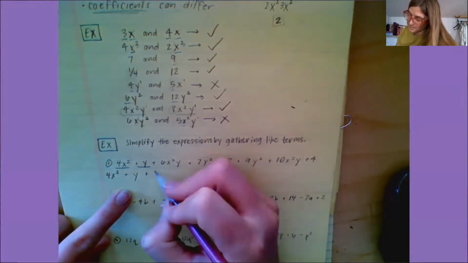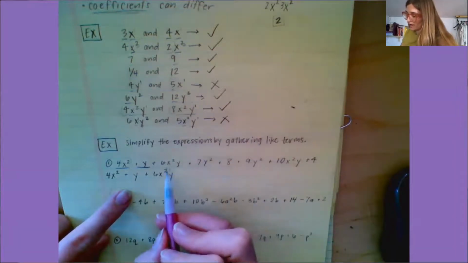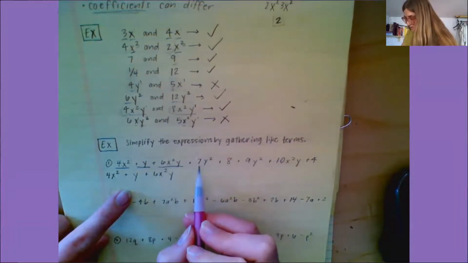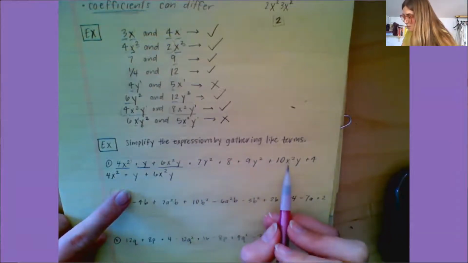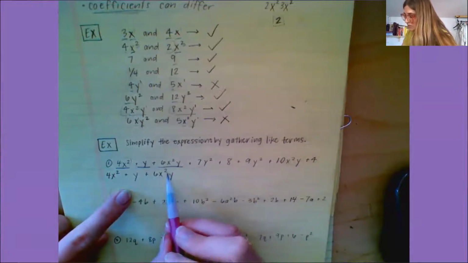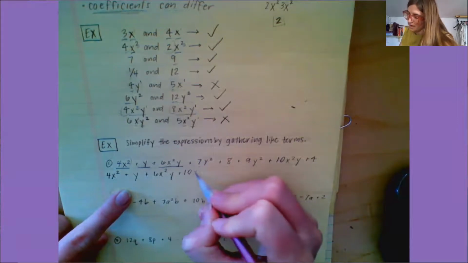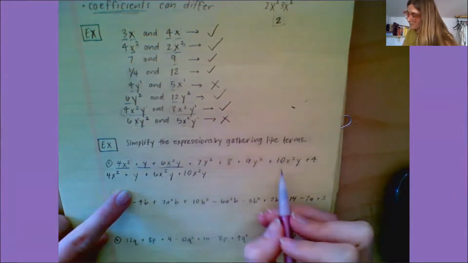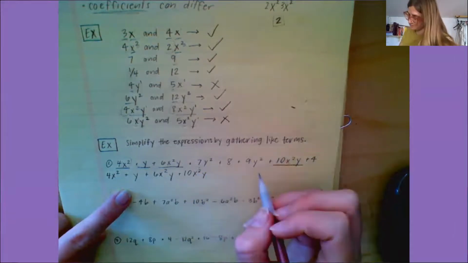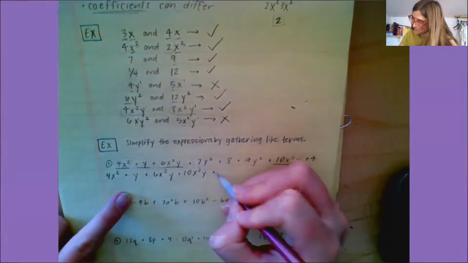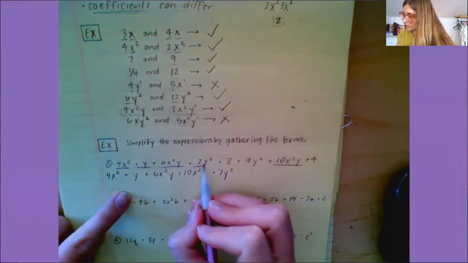Let's do this 6x squared y. X squared y. This would not be alike, not alike, not alike. But this one is, we have x squared y, x squared y. So I'm going to do plus 10x squared y. Then we have 7y squared. Add 7y squared. So I have 7y squared here.